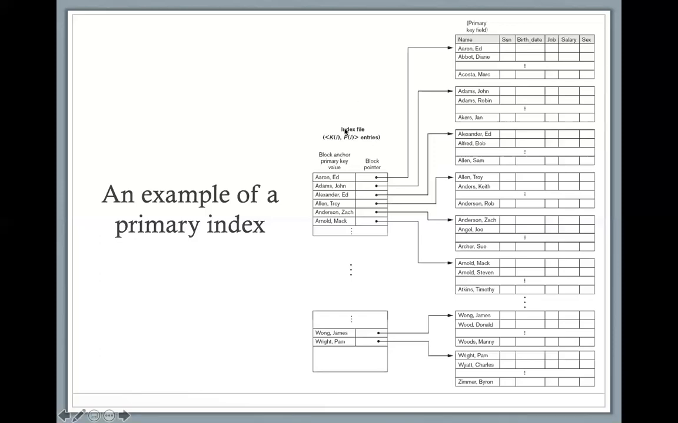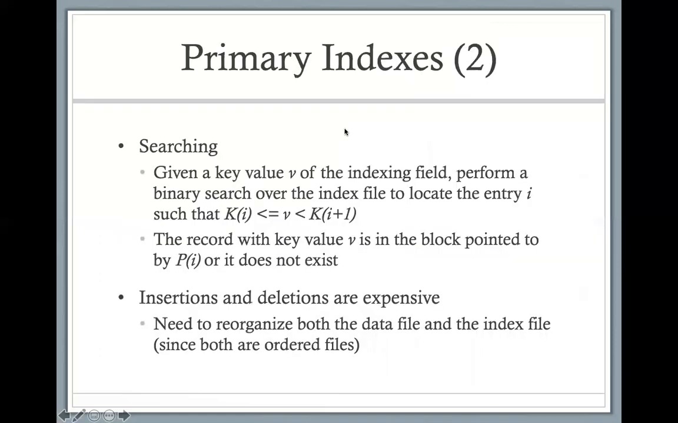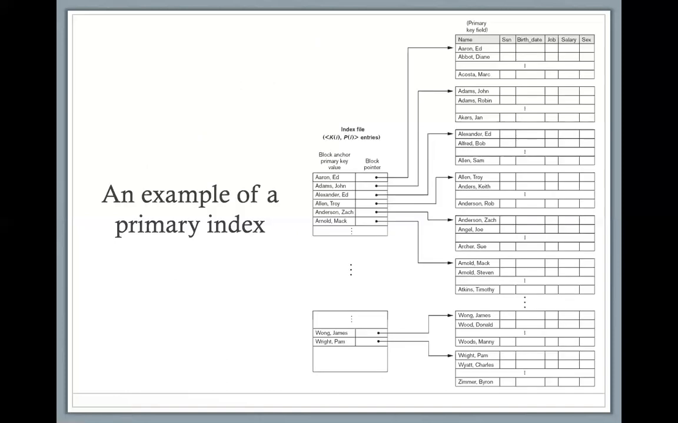So how do I search it? How do I find a record in this table? Let's say I want to find Alfred Bob: select asterisk from the table employee where name is equal to Alfred Bob. I need to use the index, so I'm going to do a modified binary search on the index. I know that Alfred Bob might not appear; in fact, it doesn't appear in the index because it's not an anchoring record.